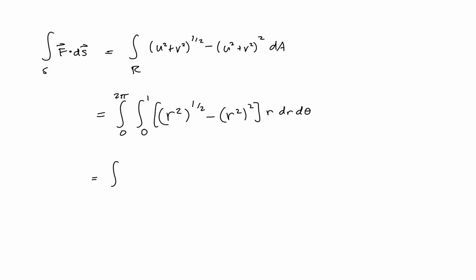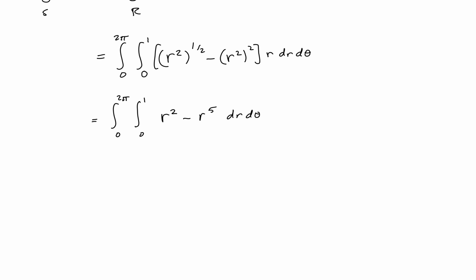And now this is a nice easy polar integral, the type we've already seen. So if I take r squared to the 1/2, I get r, but I distribute that other r through and I get an r squared. The second term here becomes r to the 4th, but then I have to multiply by r, so I get r to the 5th, dr d theta.